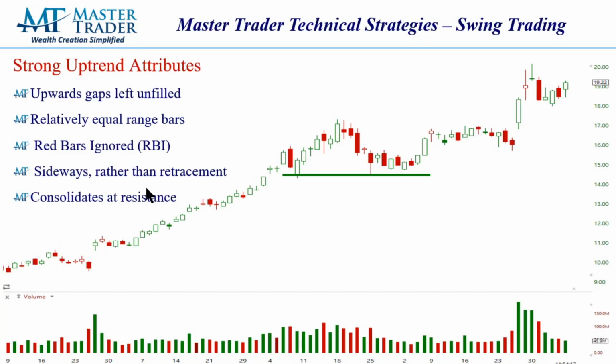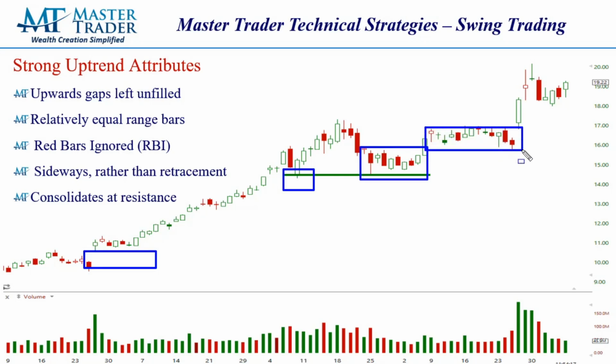Attributes of a strong uptrend. The gaps are left unfilled, which you can see here at the beginning. That is a strong indication of strength and strong demand. Gaps are left unfilled. I've already mentioned a few times, relatively equal size bars. Prices are moving up with certainty. Ranges begin to expand, but then notice how it tightened up again here in this area of support, that pivot low. So prices move sideways rather than retrace. That's bullish price action. They consolidate at resistance and absorb that supply.